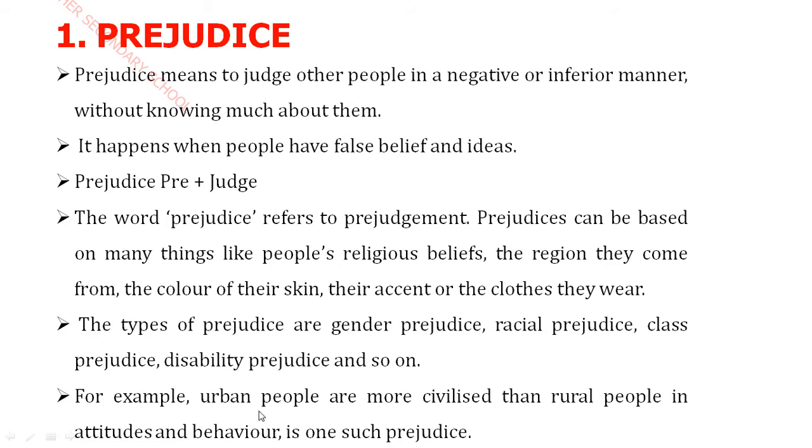For example, take this: urban people are more civilized than rural people. Yes, of course, you have seen that many people living in city areas are well versed in lifestyle, the way of taking food, the way of speaking, the language of English, and the way of dressing, etc. And just opposite to the urban people, the rural people follow the traditional method, and their attitudes and behaviors are opposite to the urban people. So here is an example of prejudice from both the urban and rural sides.